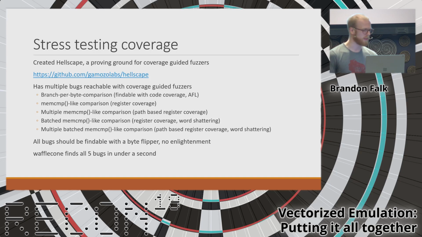And I think the only one that AFL or traditional code coverage would find is the branch per byte comparison. Maybe it would brute force its way through a mem compare after 2 years. But I think this really hammers home, and has at least for me, that register coverage is really important. It's very easy to write buggy code or have state machines where the same code is being executed all the time. However, the register state or the program state might influence whether it actually accesses out of bounds.